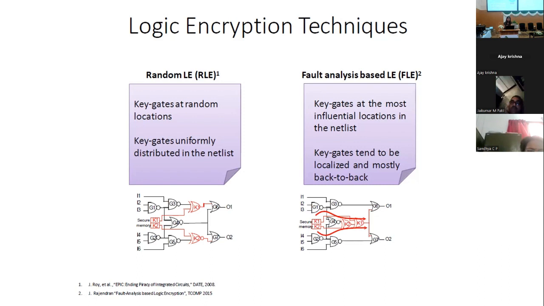Yeah, that's what I was talking about, sir. Randomly means randomly I'm assigning. I'm not checking any input or output. That's what I was talking about initially, right? Randomly, I'm not checking any input or output, just random. That's the name. So fault means I'm analyzing something, then inserting my key gates.